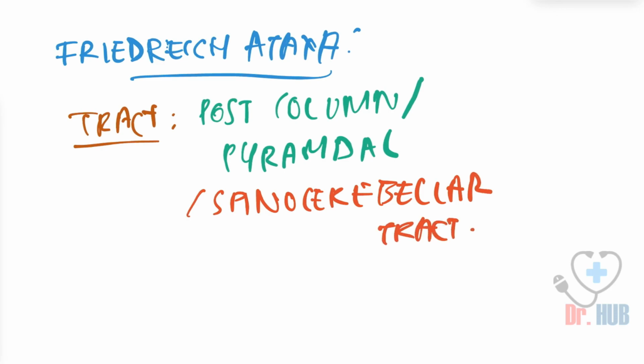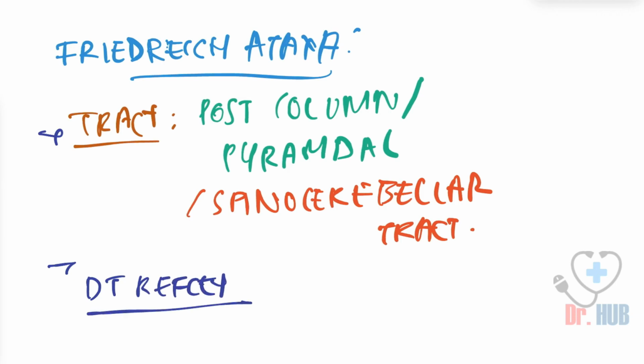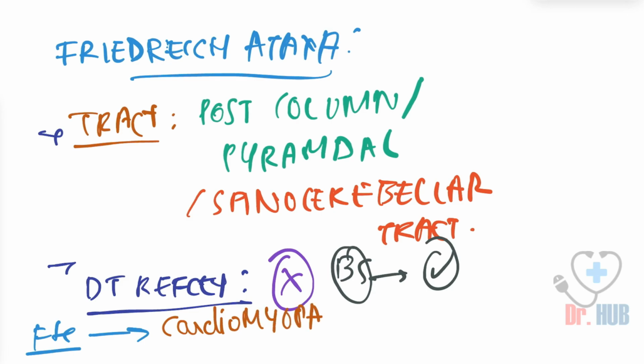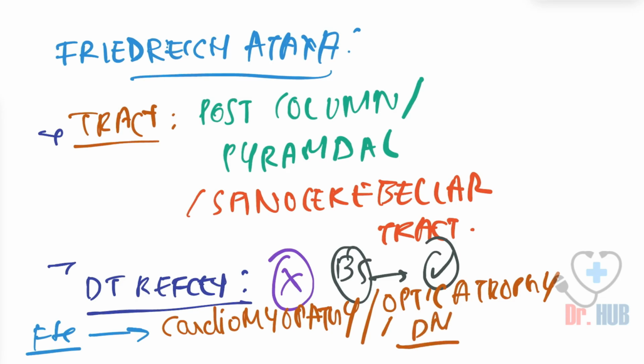So we saw the common points. Now the other point is the deep tendon reflex. What happens in the deep tendon reflex? It is absent. Then what about the Babinski sign? The Babinski sign is present. What are the features of this? The features are cardiomyopathy, next there is the optic atrophy, and next there is also diabetes mellitus.